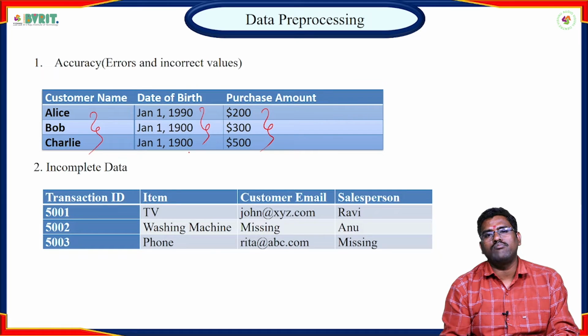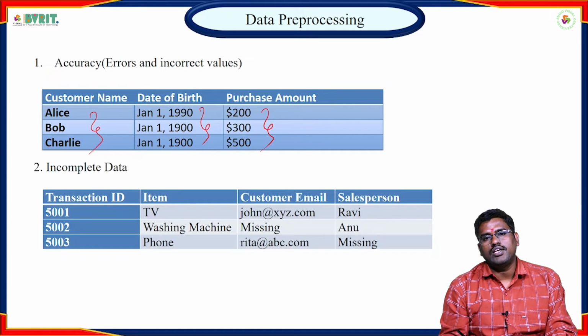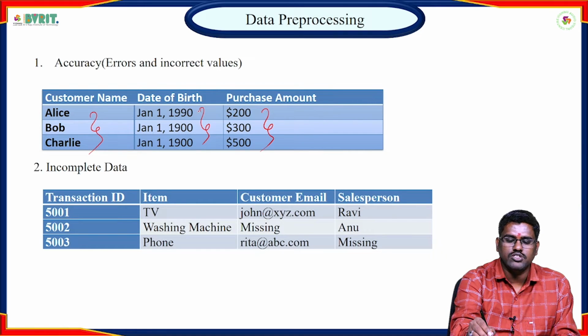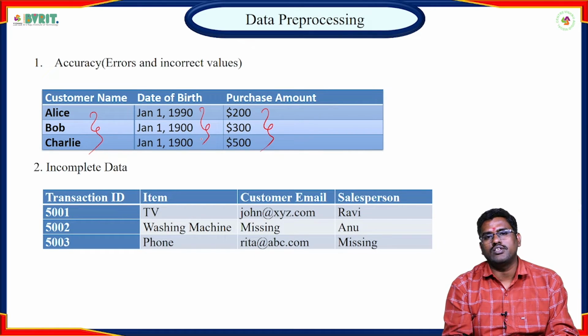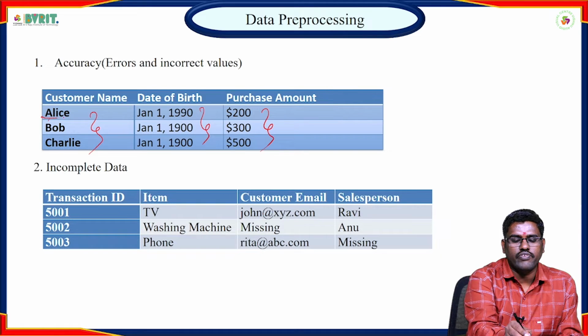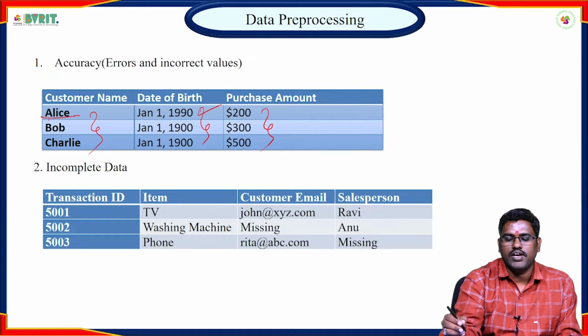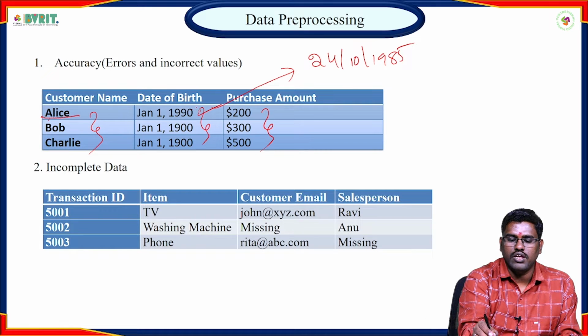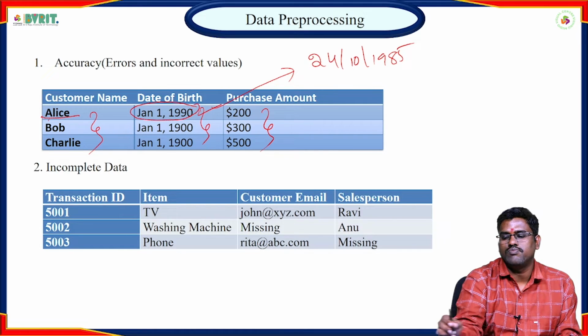Whatever the number of members, by default the system takes the same date of birth for all the members. By using data pre-processing for accuracy, we need to change these years into different years, based on the date of birth of Alice. For example, the date of birth of Alice is 24/10/1985, so we need to replace this value with that value.